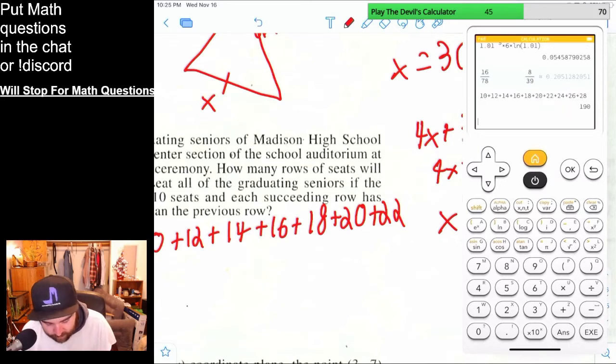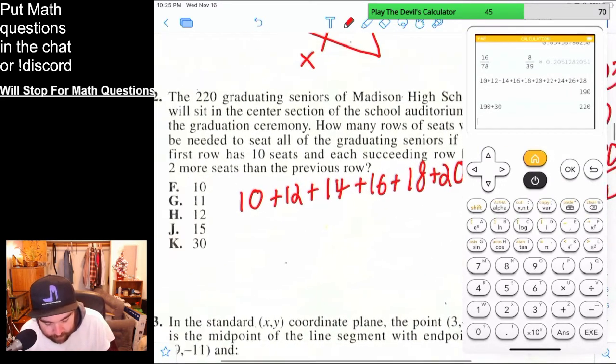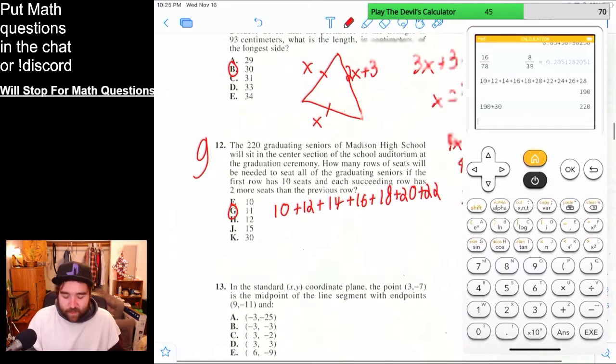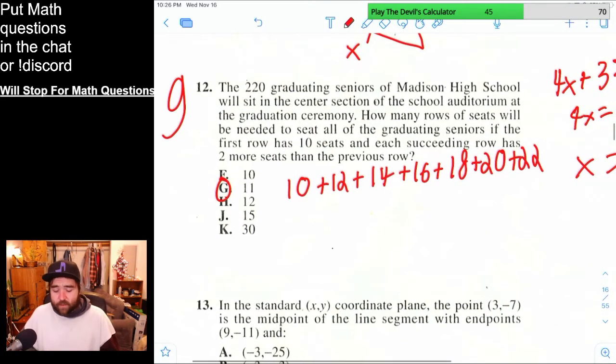So that's the lowest answer choice. But we need 30 more, and 30 would be the next number. So we just need 11. Boom. G. So that's definitely a dirty way to do it, but I think that's going to be the best for y'all who are actually taking the ACT. That's kind of what I'm trying to show here, is what I think is the best way for y'all to do it.